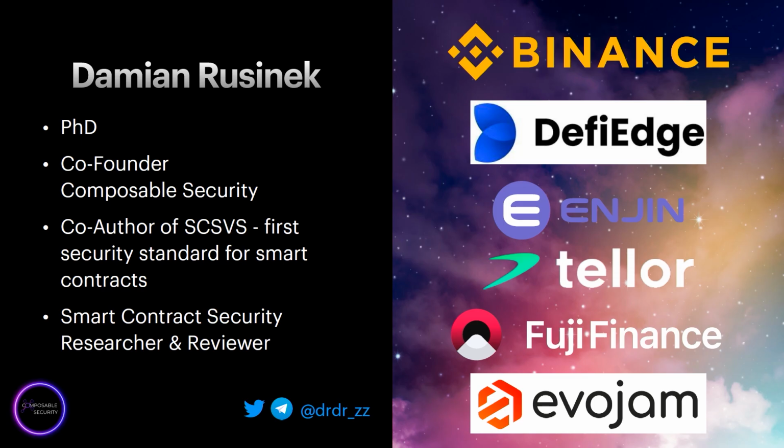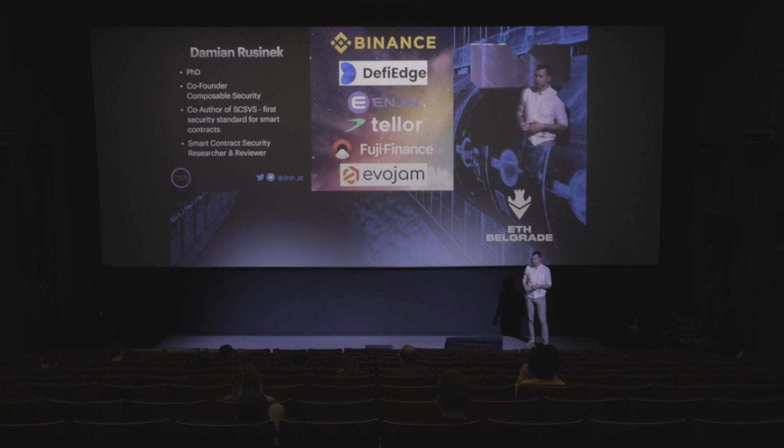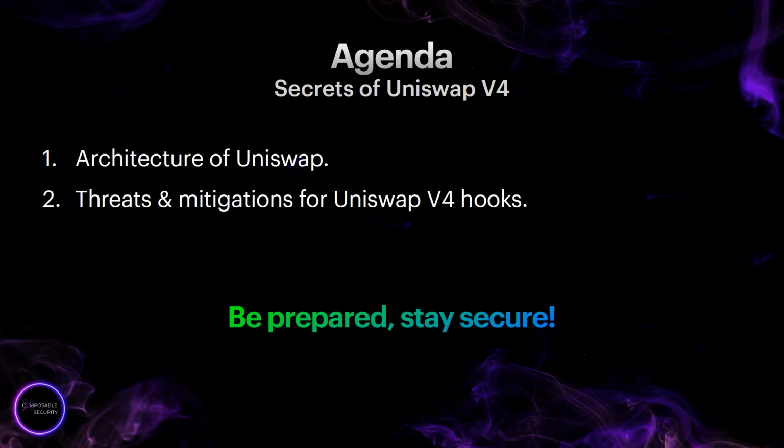Well, my name is Damian. I run Composable Security. We are a security boutique, and we actually have created the first security standard for smart contracts. And we've secured multiple projects, both DEXs and CEXs, so off-chain and on-chain. And today I'd like to show you our experience from the security research for Uniswap v4.